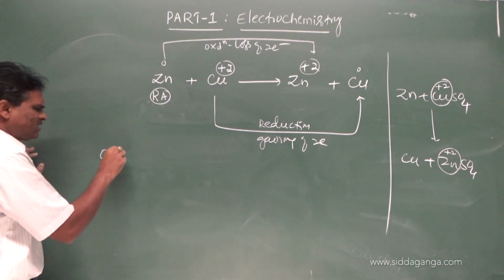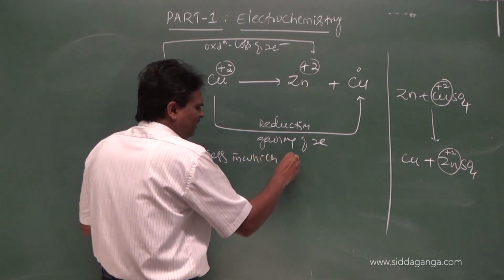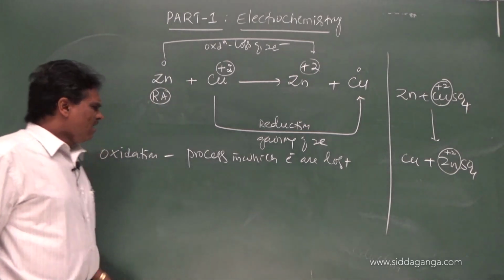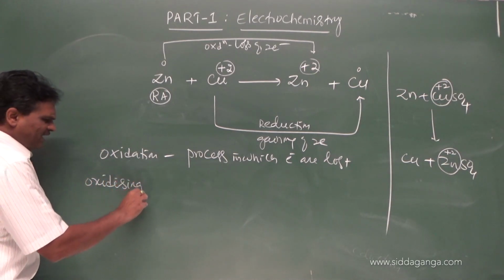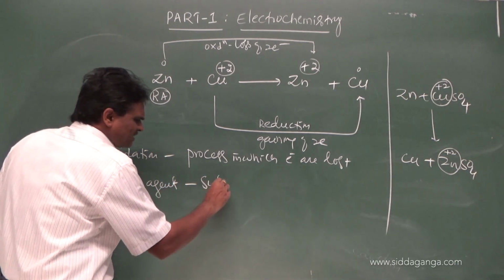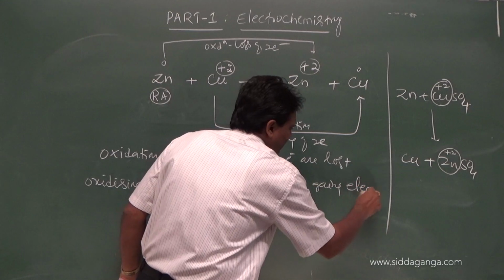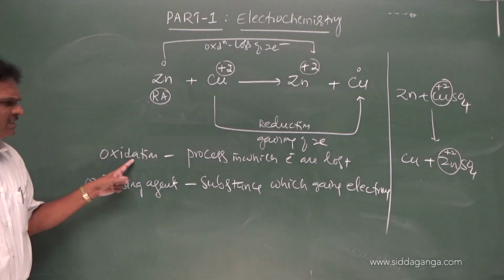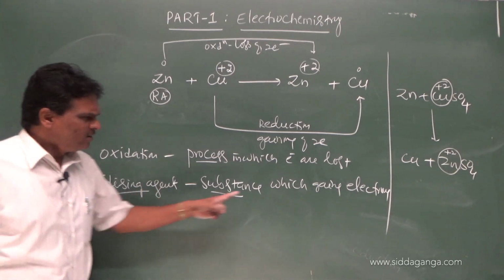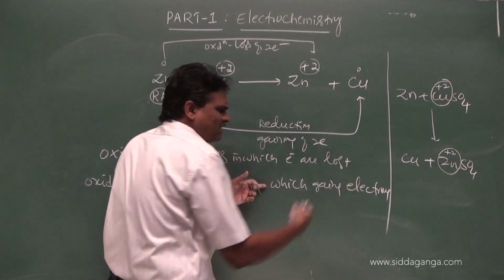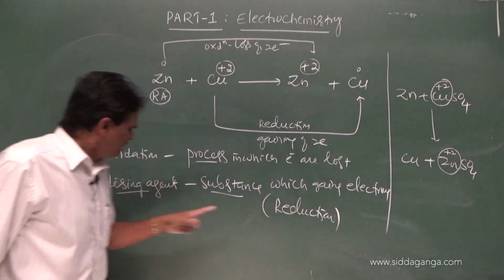Now, observe. Oxidation is a process in which electrons are lost. An oxidizing agent is a substance which gains electrons. Don't get confused. Oxidation is a process, an oxidizing agent is a substance. So an oxidizing agent is a substance which gains electrons. The process which involves the gaining of electrons is reduction. The substance which undergoes reduction is called an oxidizing agent.